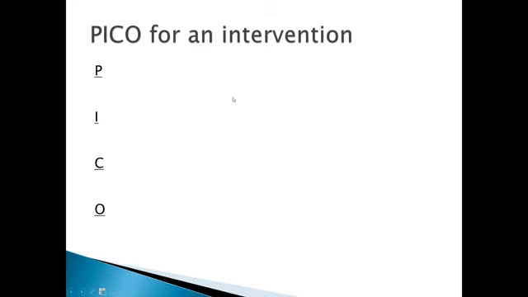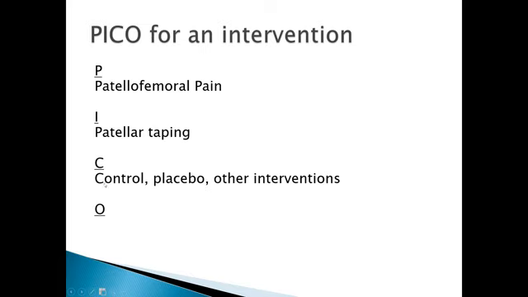So the PICO for an intervention-based review. So for example, we might look at patellofemoral pain as an intervention. This is one which is about to be published in British Journal of Sports Medicine. We decided we'd look at the effectiveness of patellotaping. Our comparison group was any control intervention or a placebo, but also other interventions. So for example, some of these studies had an exercise group. So we could compare taping to exercise, or importantly we could compare exercise to exercise plus taping. So thinking about how you're going to tease out how you decide whether something is effective.